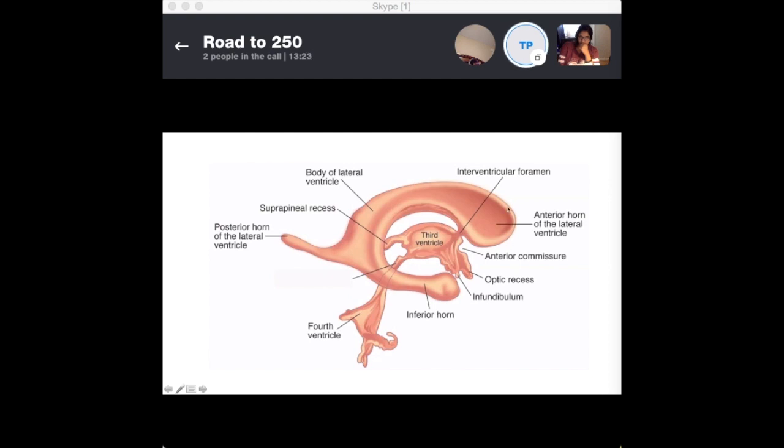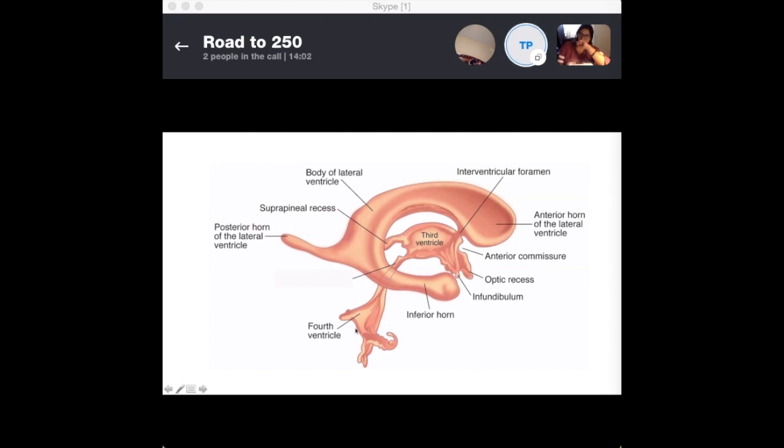So then flow from the lateral ventricles up here goes to the third ventricle, here at the center location, via the foramen here, which is labeled interventricular foramen, but it is called the foramen of Monro. And then CSF flow from the third ventricle to the fourth ventricle here also travels through a foramen, and that one is known as the aqueduct, or cerebral aqueduct.